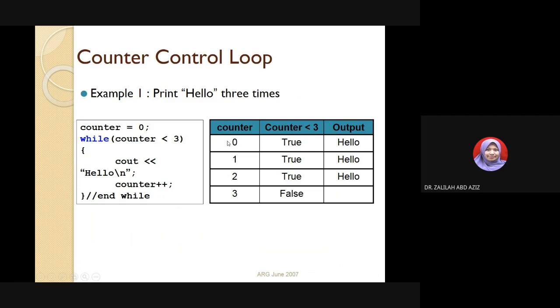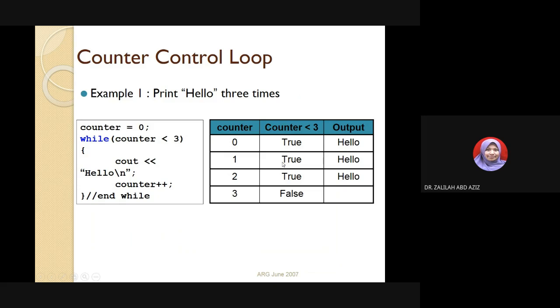Okay, counter 0, and then if counter less than 3, if it is true, then you print hello. And then actually we should have one more column here for update. Now counter becomes 1 because our update is plus plus. Okay, now counter becomes 1.